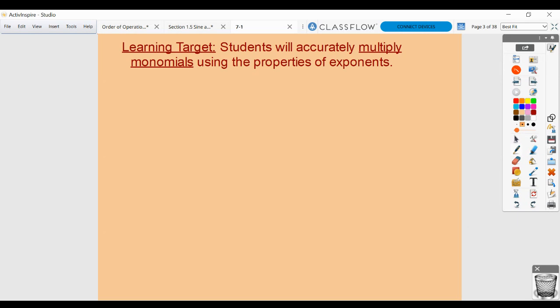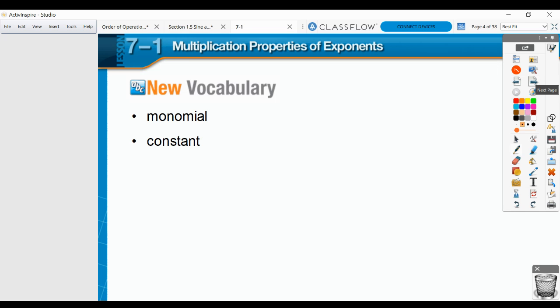Today is the first day of the notes in section 7.1. So we are going to multiply monomials using the properties of exponents. You might remember the properties of exponents from last year or a previous math class, but we will go ahead and go through these.